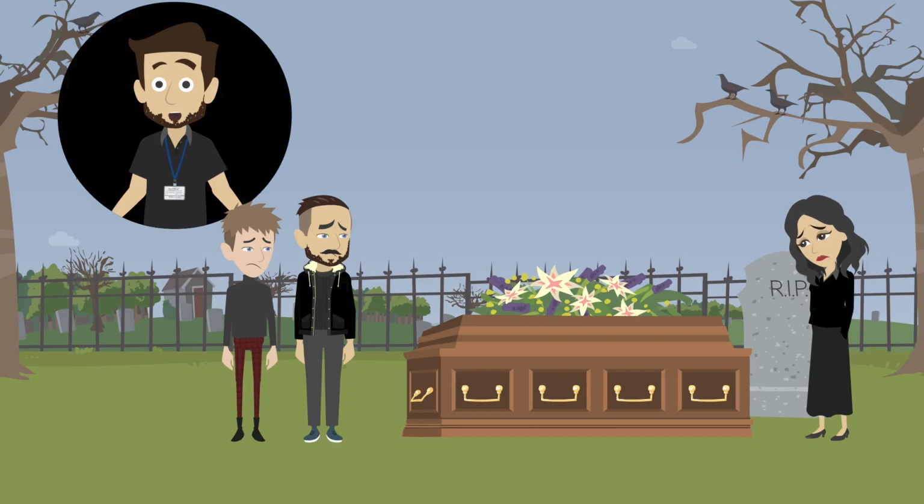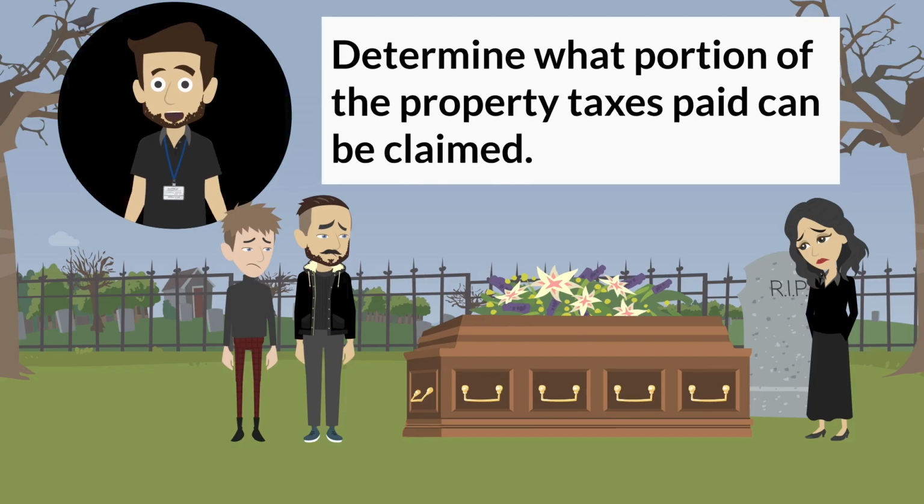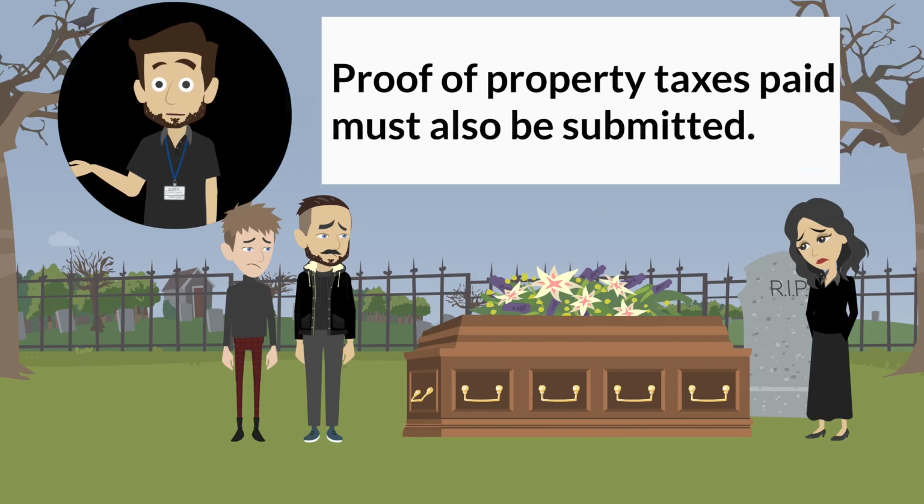Additionally, if you are applying on behalf of someone who passed away during the application year, the Schedule A must be used to determine the portion of property taxes that can be claimed for the time they owned and lived in that home. It is important to note, in any of these situations when completing the Schedule A, you must still include proof of the property taxes paid for the application year along with the application.